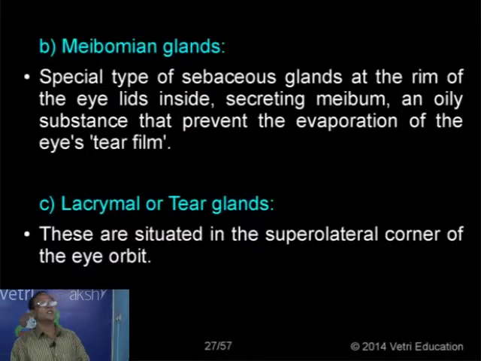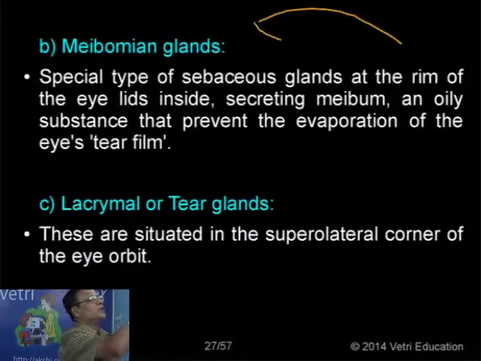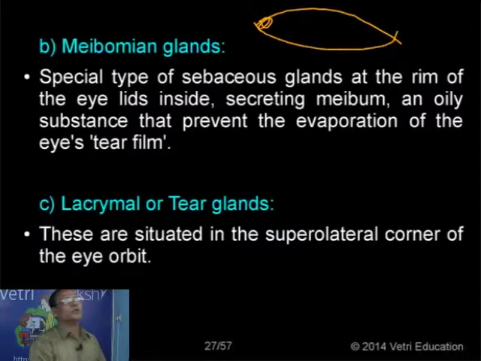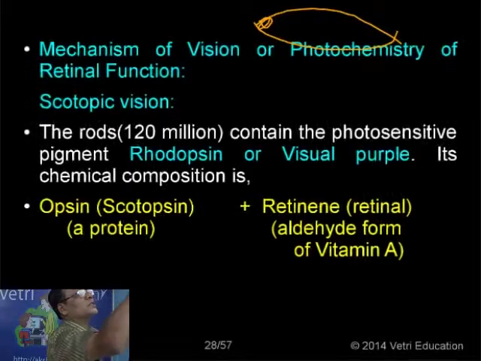Now the lacrimal or tear glands. These glands are responsible for the secretion of the tear, and they are normally situated in the supralateral corner of the eye orbit.